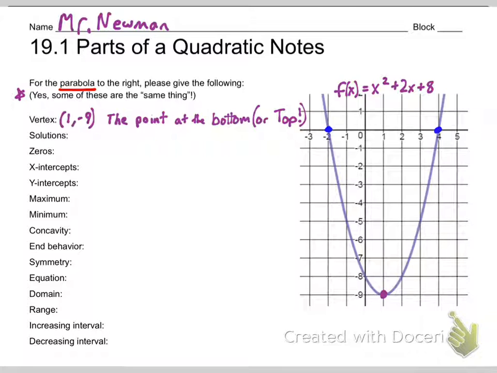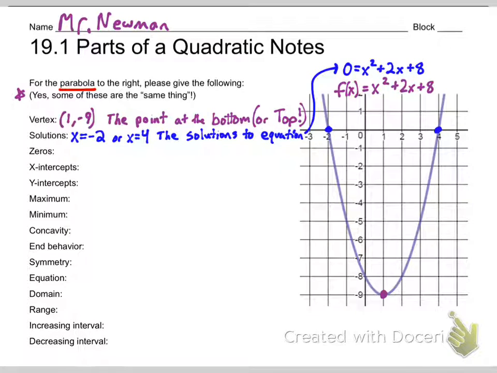The solutions are here and there. You see the two blue dots I made at -2 and 4. So x equals -2 or x equals 4 are the solutions. And we call them solutions because they're the solutions to this equation up here, if we made 0 f of x and said 0 is equal to x squared plus 2x plus 8. We just worked on that in class at the end of last semester.